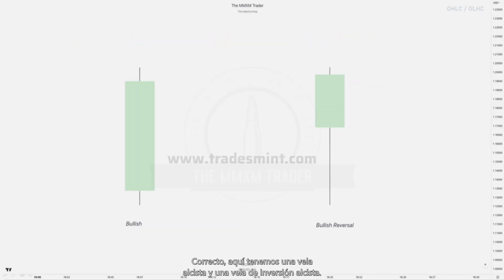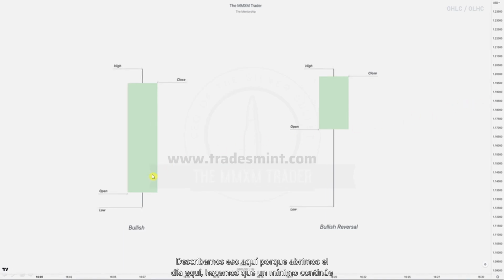Right, so over here we've got a bullish candle and a bullish reversal candle. So a bullish candle is an open low high close, right? Let's outline that over here because we open up the day over here, make a low, continue to expand during the day, creating the high of the day, and then closing out eventually. Now, most of the time when we have these types of candles, London session or London kill zone creates the low of the day, and then we expand higher during London and have a New York retracement into a continuation.